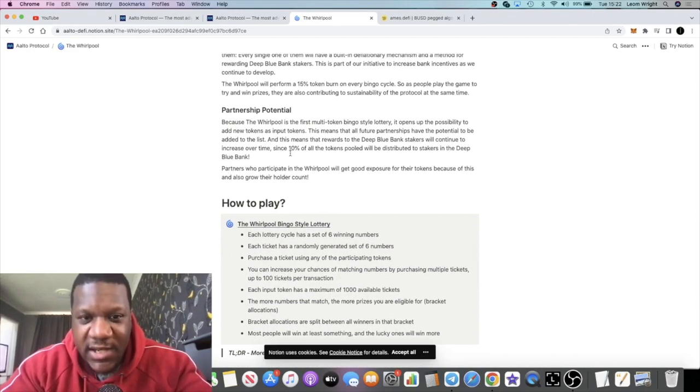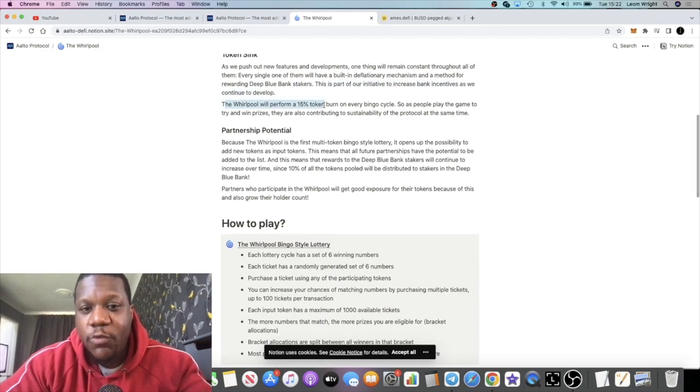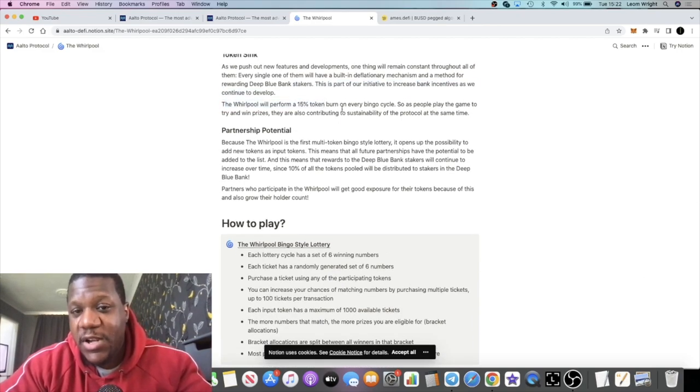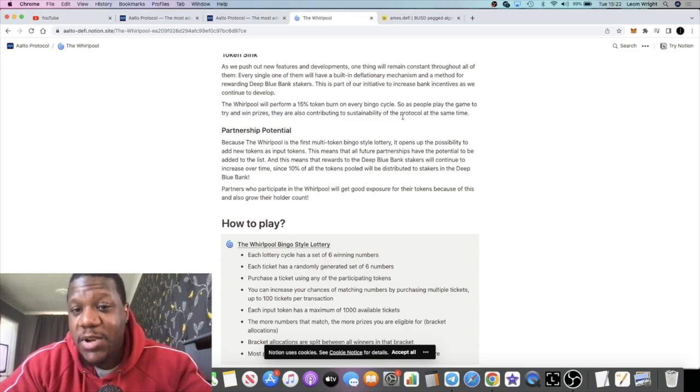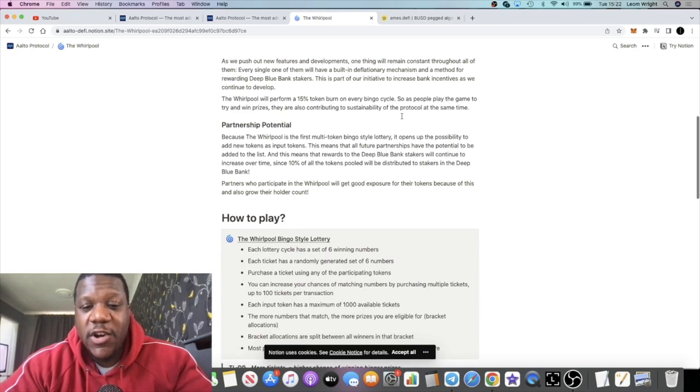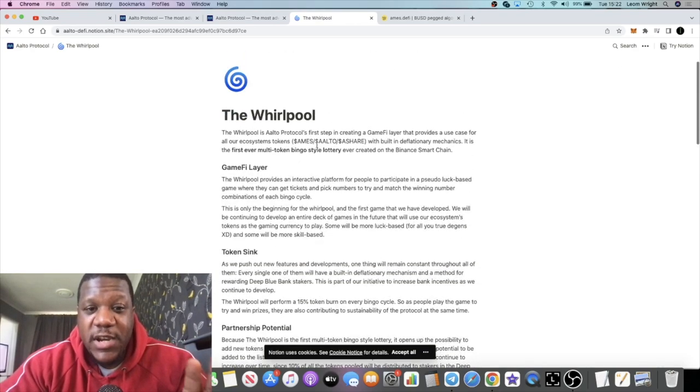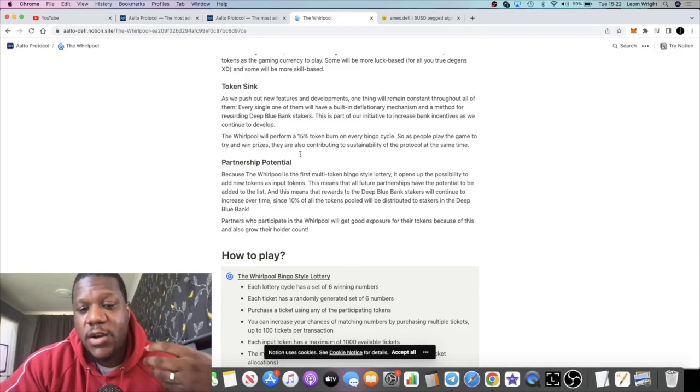Obviously, there's going to be fees. It says here that the Whirlpool will perform a 15% token burn on every bingo cycle. So as people claim to try and win the prizes, they're also contributing to the sustainability of the protocol at the same time.